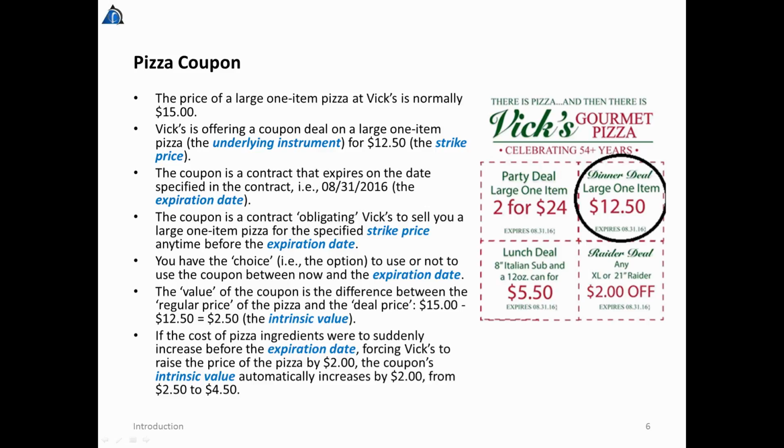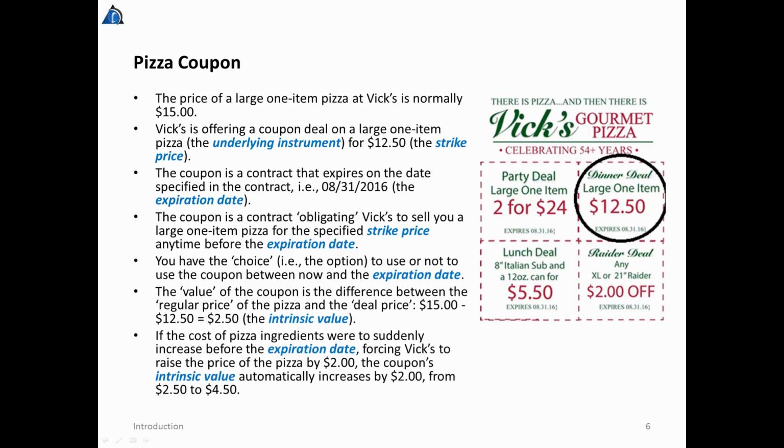Example 1, a pizza coupon. Let's say that the price of a large one-item pizza at Vic's restaurant is normally $15. Vic's is offering a coupon deal on a large one-item pizza for $12.50. From now on, the product itself will be referred to as the underlying, and the deal price, the price specified in the coupon, will be referred to as the strike price or simply the strike.